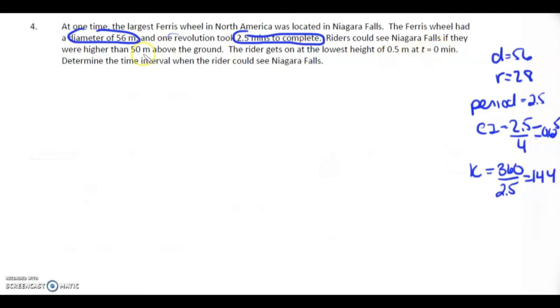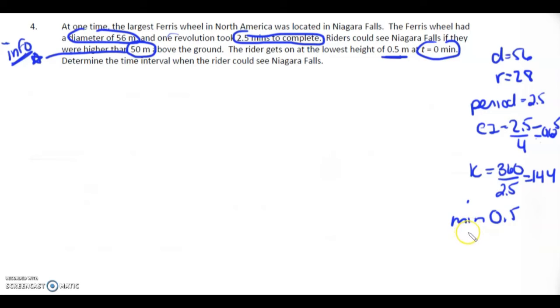Riders could see Niagara Falls if they were higher than 50 meters above the ground. Okay, so this is going to be a piece of information. So let's come back to that. The rider gets on at the lowest height. So the lowest height is, so the min is 0.5. And whenever we talk about time, we always talk about it starting at time equals 0. So that's fine. Okay. Determine the time interval when the rider can see Niagara Falls.